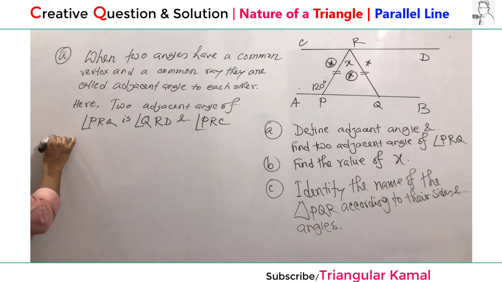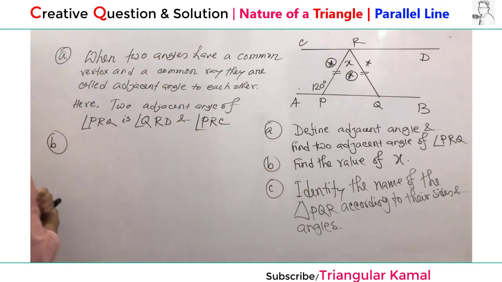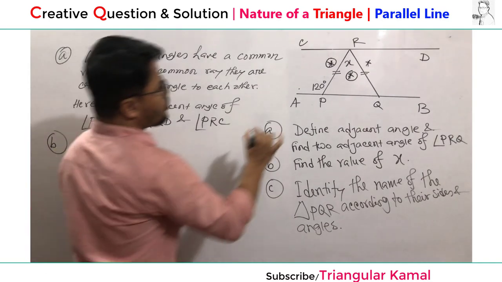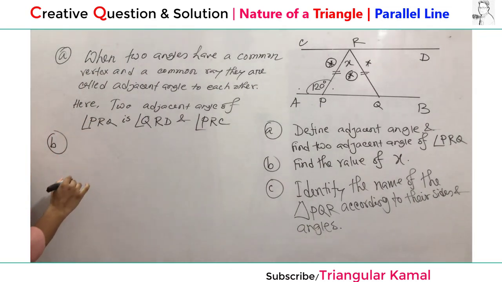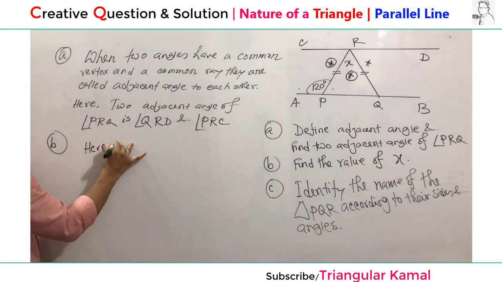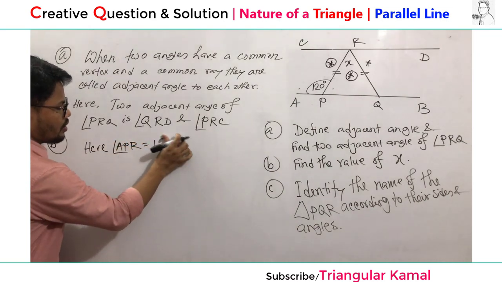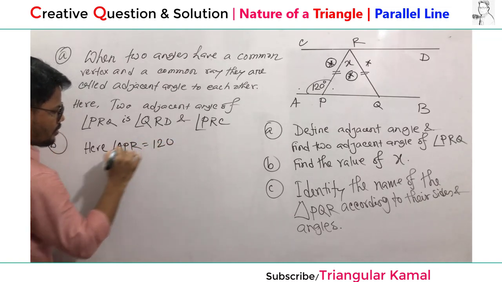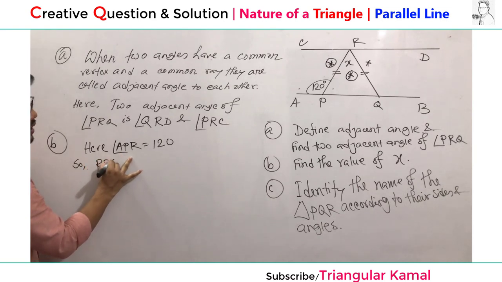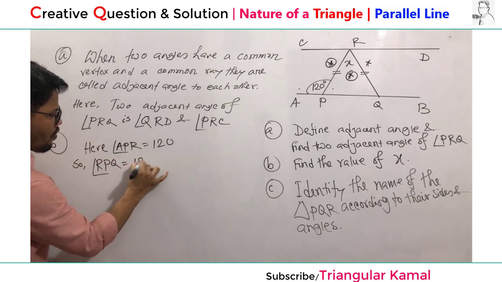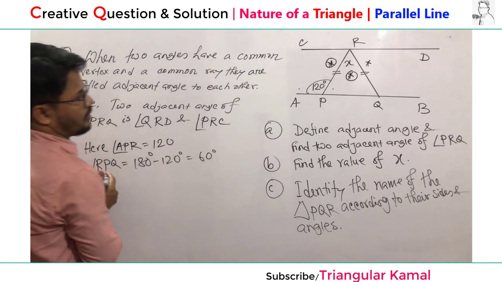Now question number B, let me review the answer. Question number B, find the value of angle X. It's a very easy question. This one is 120 degrees. Definitely this one will be 60 degrees. Here APR angle is 120 degrees. So we can write here RPQ angle equals 180 minus 120, that is 60 degrees.